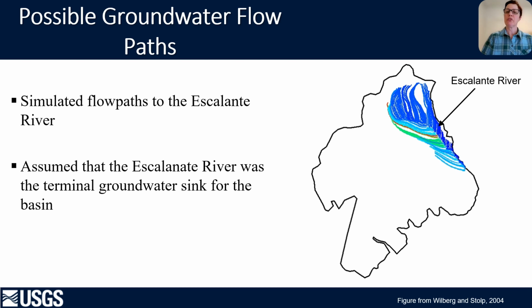The model was used to simulate flow paths to the Escalante River using a particle tracking analysis routine. This figure shows the simulated paths that a particle of groundwater took within the model. The colors indicate the velocity of the groundwater flowing along these paths, with cooler colors indicating faster velocities. From the simulation, it was assumed that the Escalante River was a terminal groundwater sink for the basin, almost along the full length of the river.